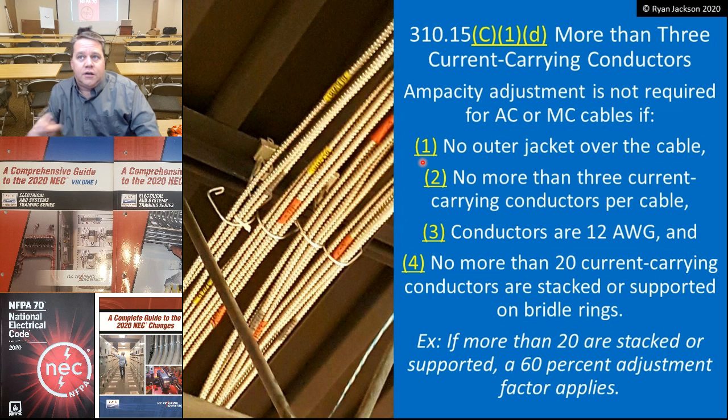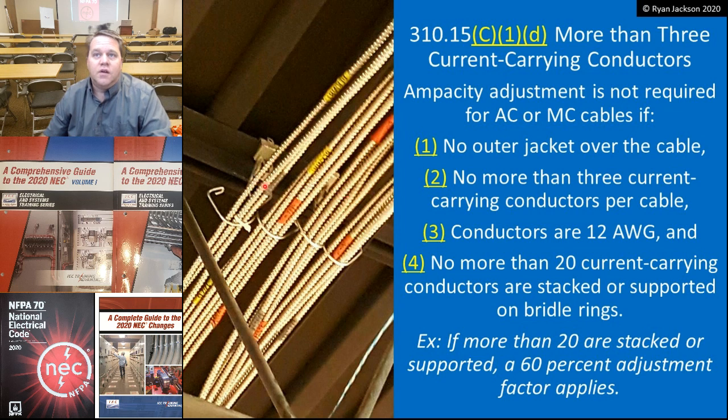But if there's no outer jacket, and number 2, there's no more than 3 current carrying conductors per cable, and again, we'll figure out how we count them, number 3, the conductors are 12 gauge, and number 4, not more than 20 current carrying conductors are stacked or supported on bridle rings, and that's what we're looking at here, some bridle rings. So I can ignore ampacity adjustment under those specific conditions if we meet all of the conditions, not just one of them. And this condition ends when we have more than 20 current carrying conductors. And if we get more than 20, then a 60% adjustment factor applies.